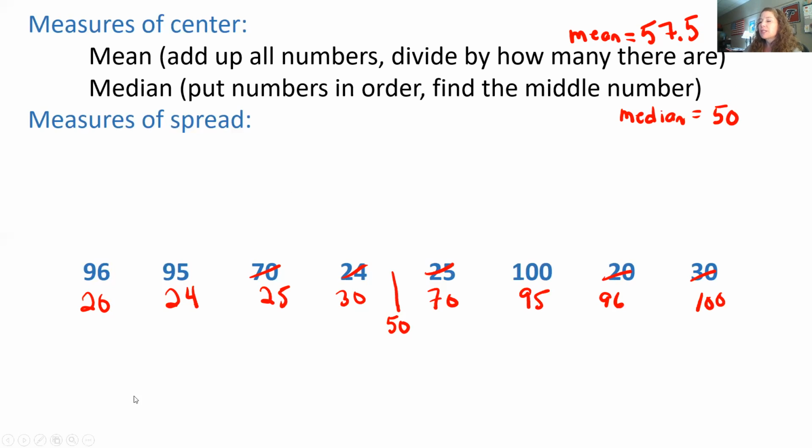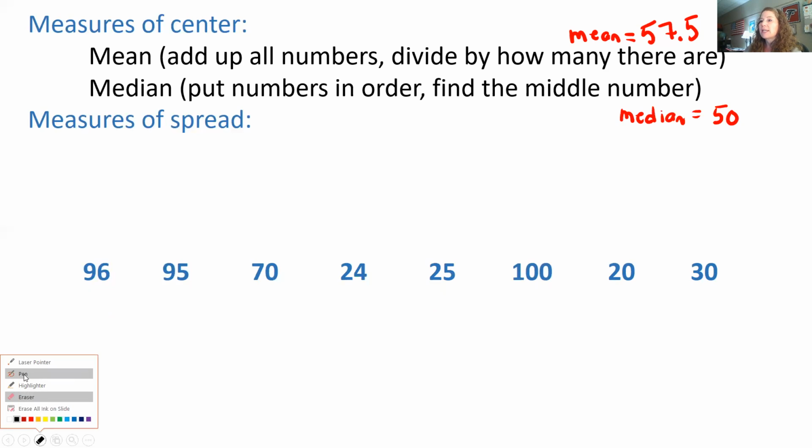Now, when we talk about spread, let me erase these numbers. We're talking about 2 different things. When we're talking about spread, we want to know how varied the data is. So we're saying that this girl or this guy has earned a 57.5. We want to know if all of the grades are very close to that average, or is she all over the place? Does she make a 20 and then a 100? Well, we can tell from the data that she does.